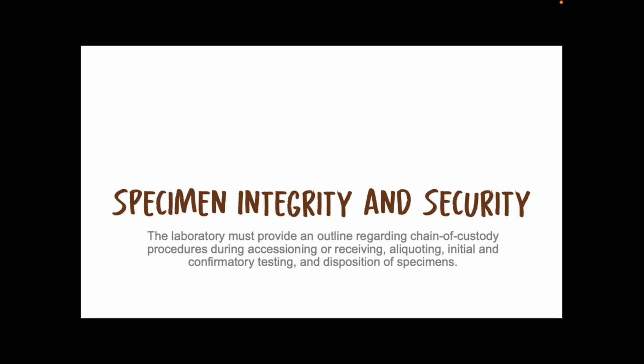Now, how about for the specimen integrity and security? So aside from the validity procedures and tests performed by the laboratory before the actual drug testing procedure, the laboratory must also provide an outline regarding the chain of custody procedures during accessioning or receiving, aliquoting, initial and confirmatory testing, and also disposition of specimens.